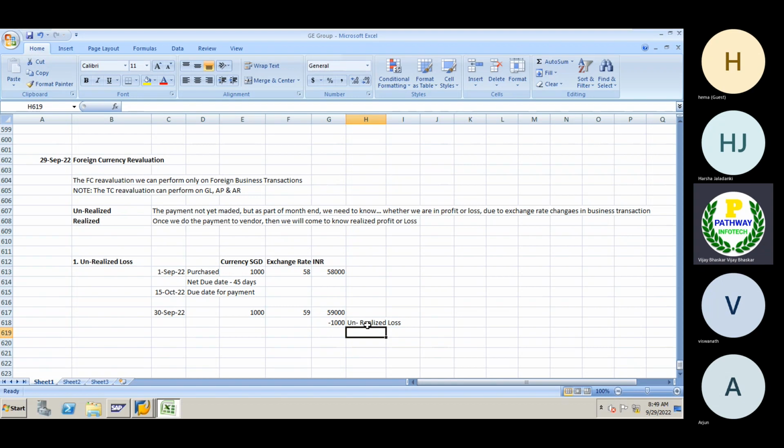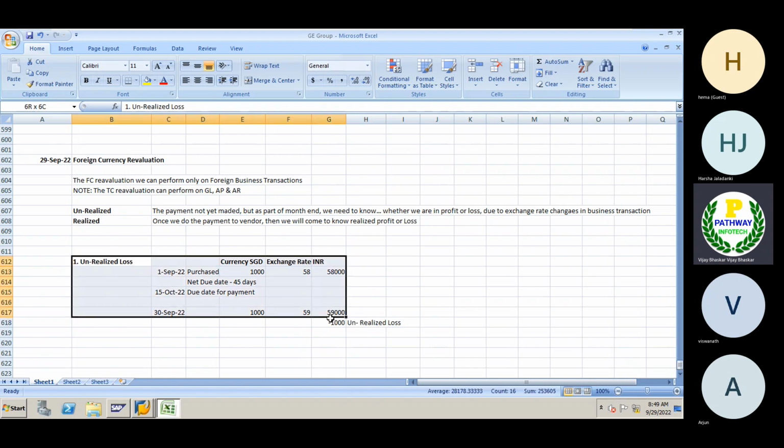This is my assumption only. When I make the payment on 15th of October, maybe at that point of time my exchange rate may go down. At that point of time I will come to know exactly what loss or gain I am going to bear. So this is the concept of unrealized loss, because of the exchange rate fluctuations.